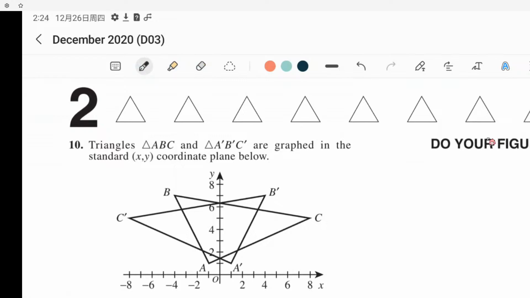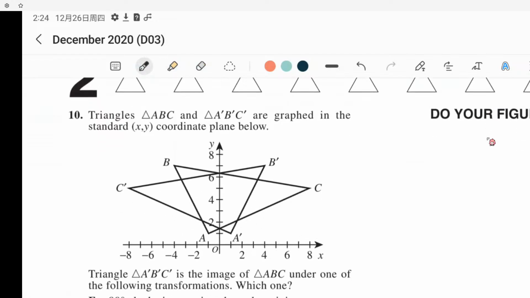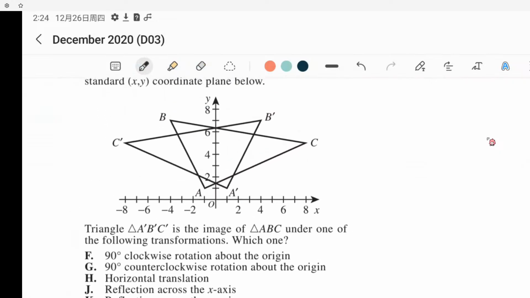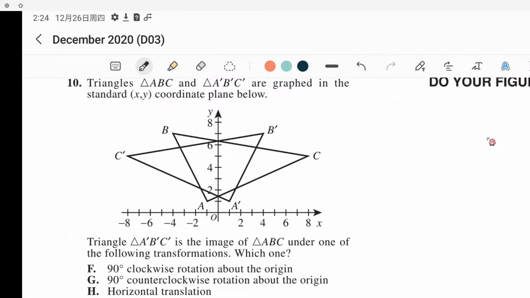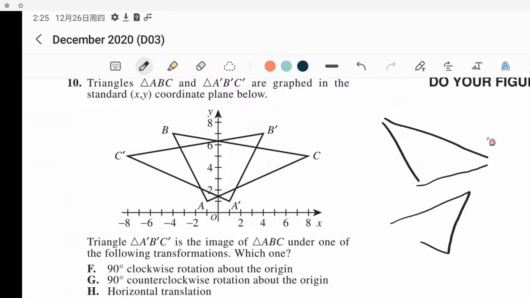Number 10. We're given triangles ABC and A prime, B prime, C prime. They're graphed in the standard XY, which is the Cartesian coordinate plane below. Triangle A prime, B prime, C prime is the image of triangle ABC under one of the following transformations. So by looking at this, let's find ABC first. So we see ABC right here. It looks like this. And we can say that CBA looks like that.